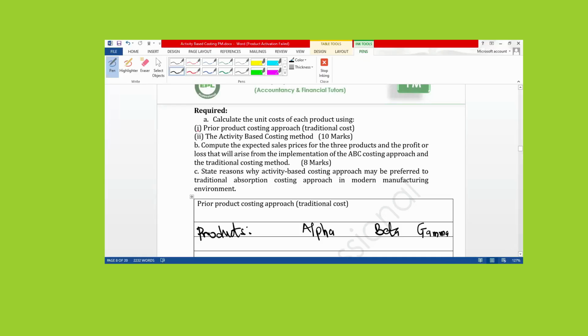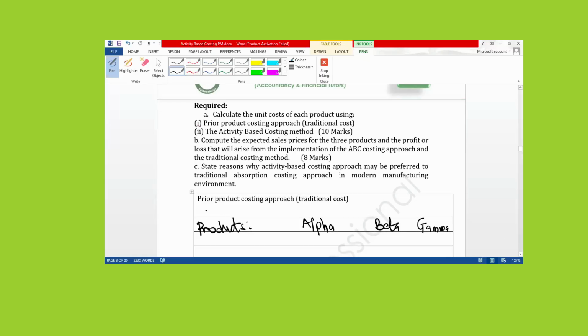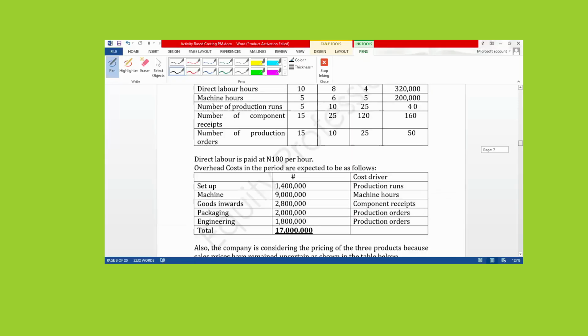Start with your direct material cost. Calculation of cost per unit of each product. You start with your material cost, direct material cost. Of course, to manufacture these products, we are going to incur material costs. Back to the question.